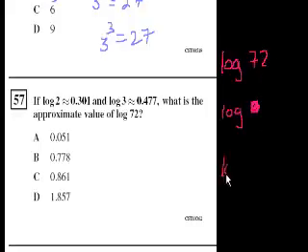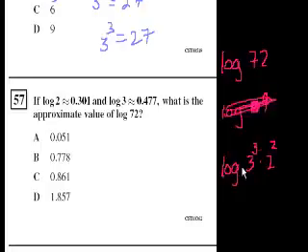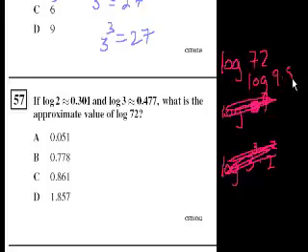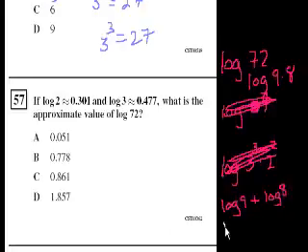So this is log of 3 to the third times 2 squared. Is that right? So this is log of 9. Oh no, I made a mistake. Ignore that. So this is the same thing as the logarithm of 9 times 8. Fair enough. And so that's the same thing as the log of 9 plus the log of 8. Well, that's the same thing as the log of 3 squared plus the log of 2 to the third, right? 2 to the third is equal to 8.